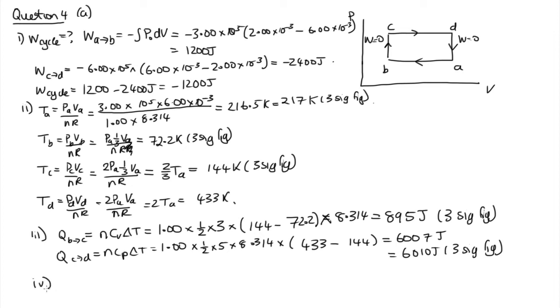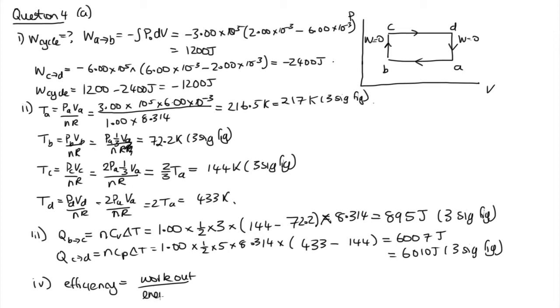And then part 4 says this is known as a heat engine. Its efficiency is the work out divided by the energy in, and only consider parts B to C to D. For Q as above, what's the efficiency? So the efficiency is equal to the work out over the energy in.